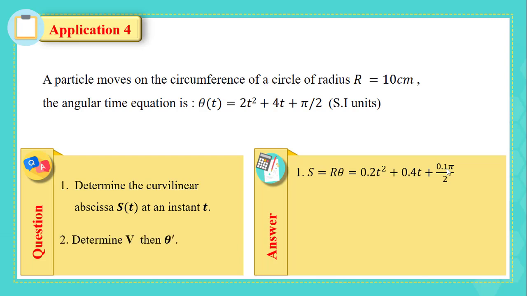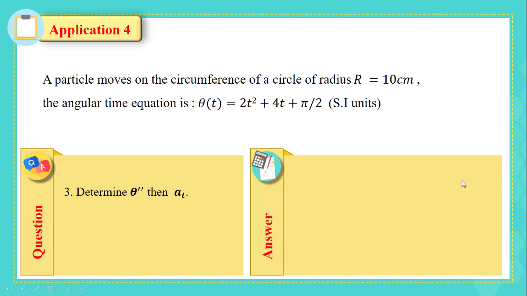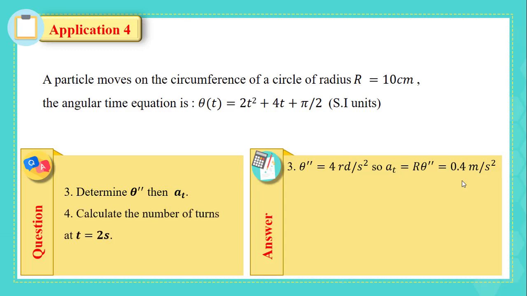Part 2. Determine v, then theta prime. To find v, we find the derivative of S, which is 0.4 t plus 0.4 meter per second. But we know that v is equal to r theta prime, then theta prime is equal to v divided by r, which is 4t plus 4 radians per second. Or we can find theta prime using the derivative of theta. Part 3. Determine theta double prime then at. Theta double prime is the derivative of theta prime, which is 4 radians per second squared, so at is equal to r theta double prime, which is 0.4 meter per second squared.